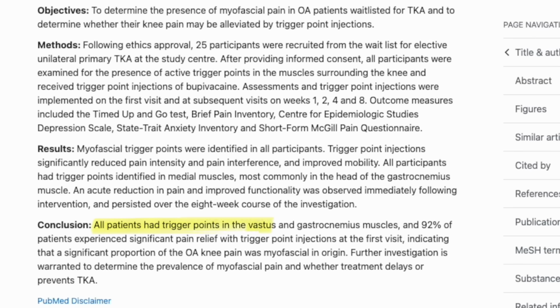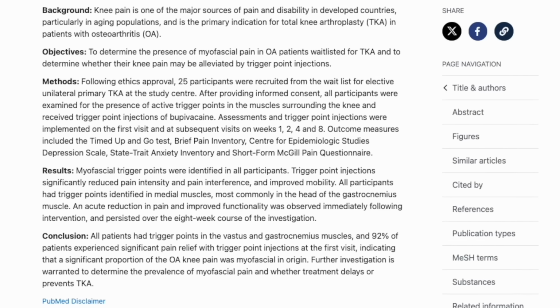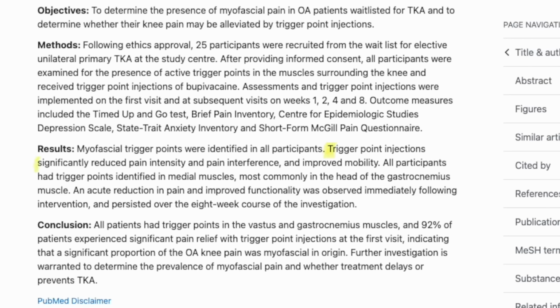First and foremost, the authors report that myofascial trigger points were identified in all patients enrolled in the study, 100% of them. This does make sense because all of these patients have severe arthritis and are waiting for a joint replacement surgery. The authors then performed trigger point injections to treat the muscles. They found that by only treating the muscles, the patients experienced significantly reduced pain intensity, pain interference, and improved mobility.